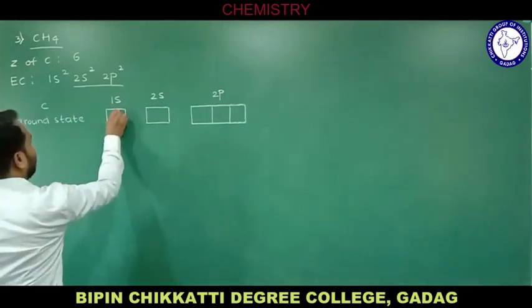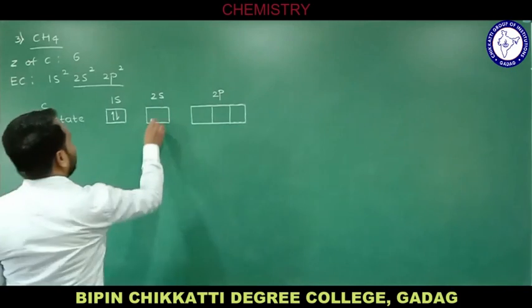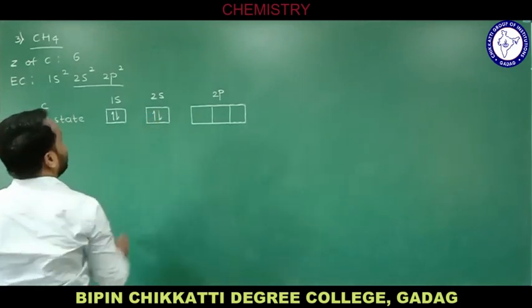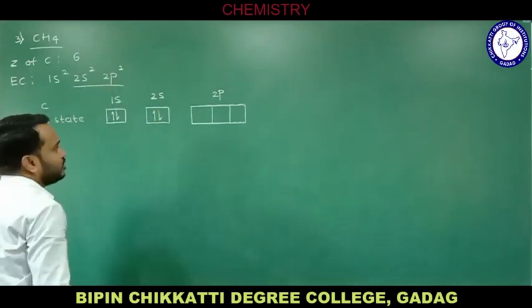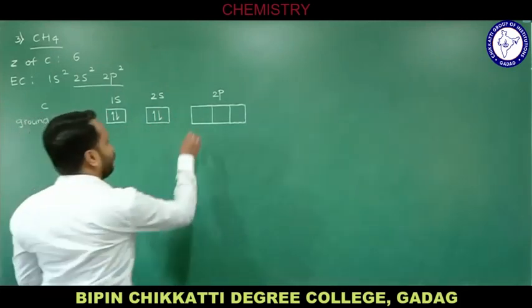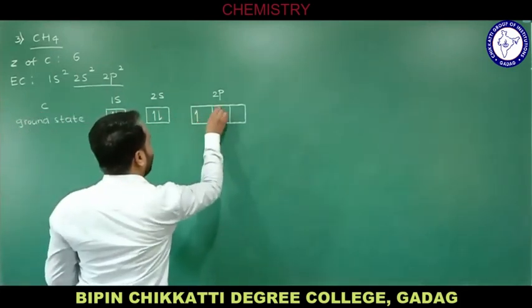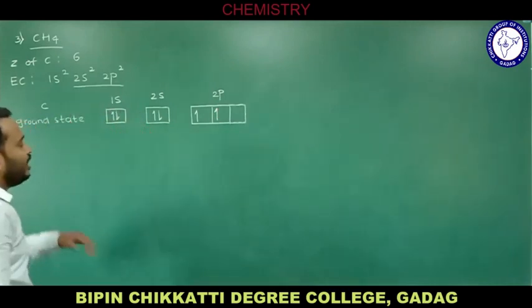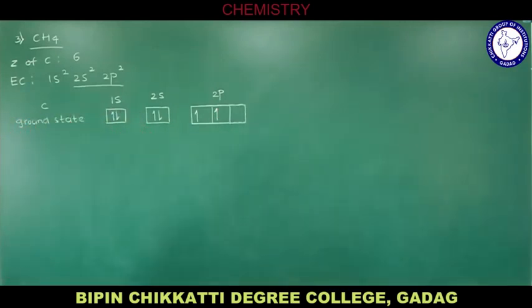Now we will distribute the electrons. In 2s we have a pair of electrons. In 1s also we have 2 electrons, and in 2p atomic orbitals we have 2 electrons. According to Hund's rule, first all the atomic orbitals have to be filled with one electron. Later, if you have more electrons, the pairing of electrons starts. Now we'll see carbon in excited state.